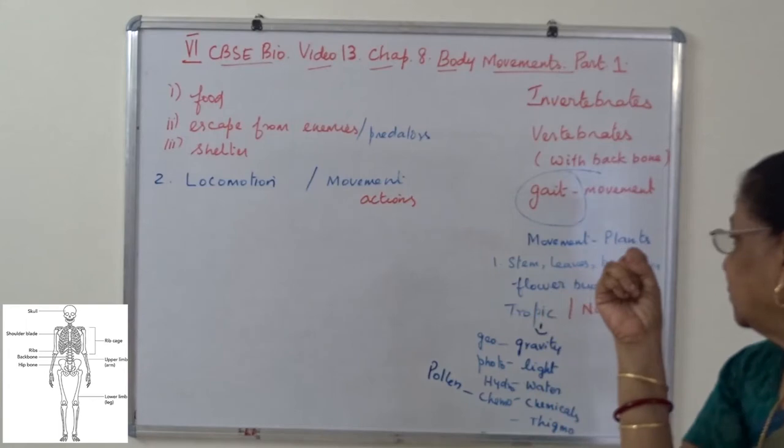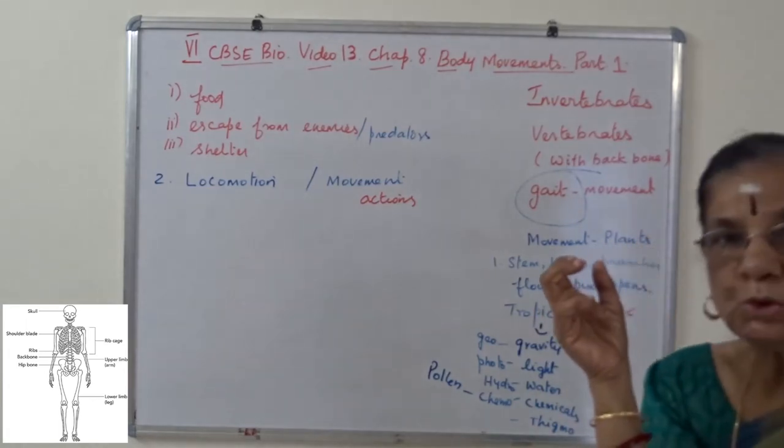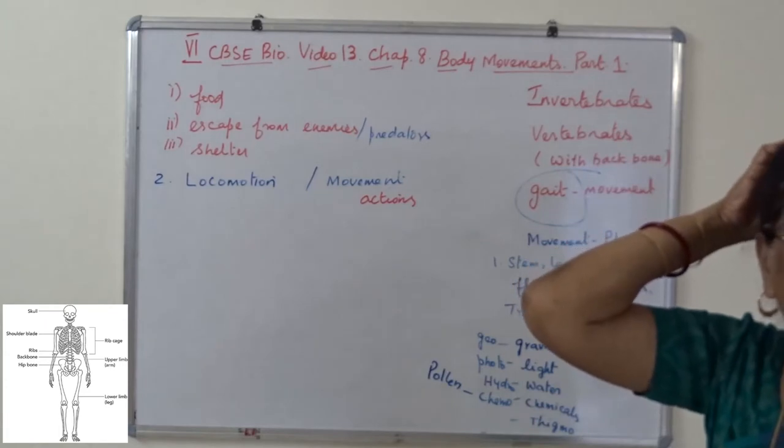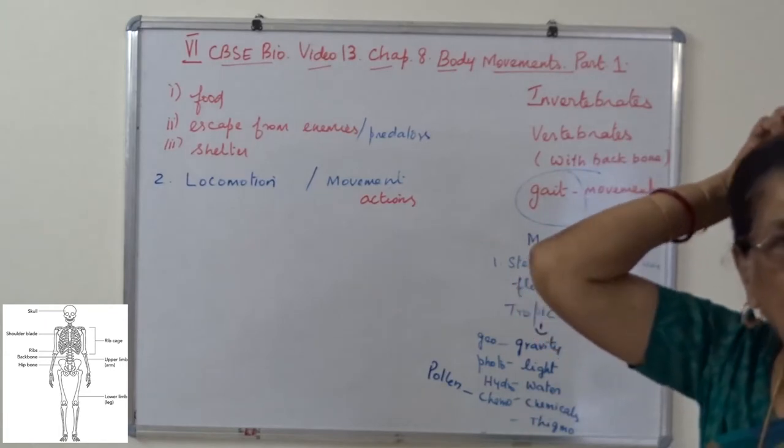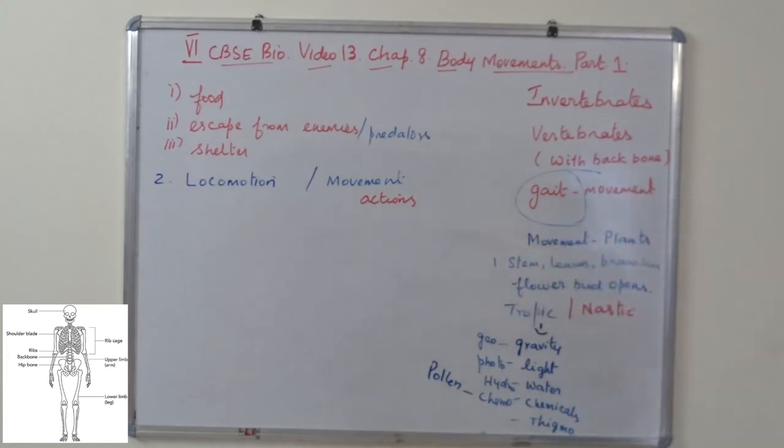So we say movement in plants as geotropism, phototropism, hydrotropism, chemotropism and stigmotropism. Go through it for a second.